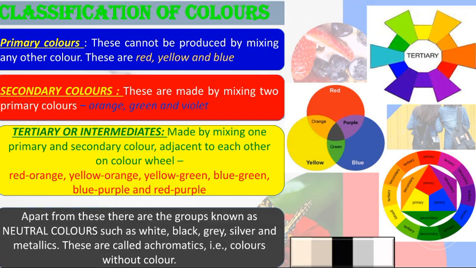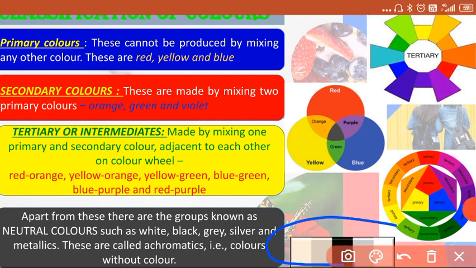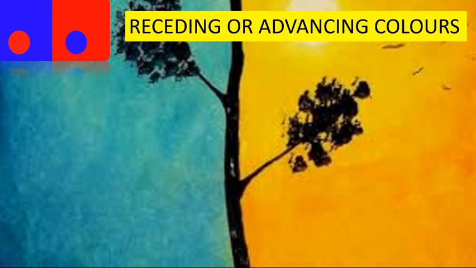Apart from these colors, there is a group known as neutral colors. These are white, black, grey, silver and the metallics. These are known as achromatics, that is, color without any color. This is the neutral palette. They are colors without colors. That is why I said nothing without colors is possible.